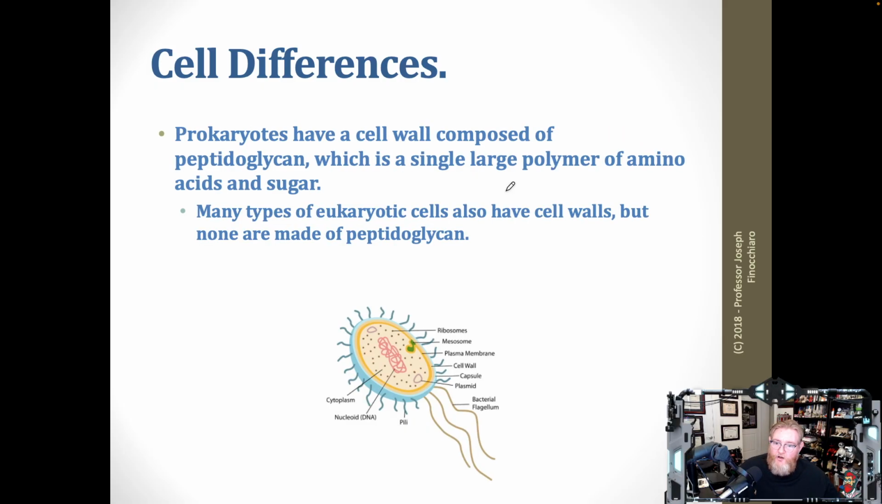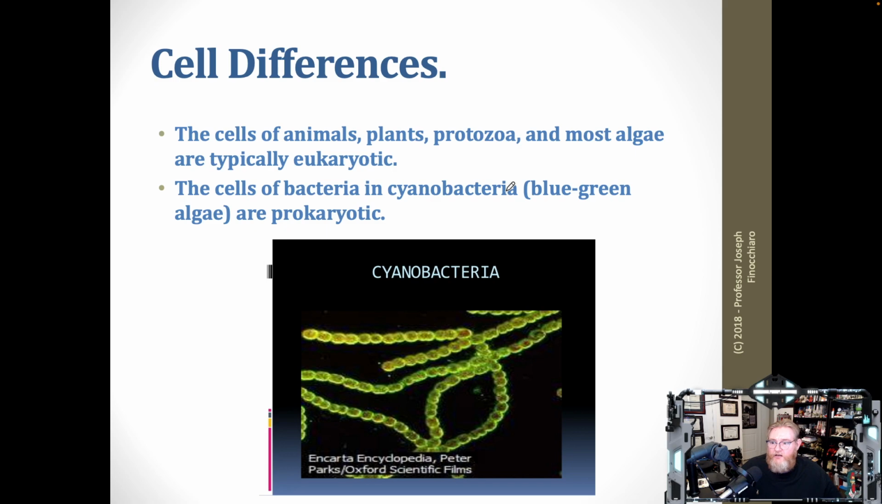Prokaryotes have a cell wall composed of peptidoglycan, which is a single large polymer of amino acids and sugar. Many types of eukaryotic cells also have cell walls, but none are made of peptidoglycan. The cells of animals, plants, protozoa, and most algae are typically eukaryotic. The cells of bacteria and cyanobacteria, or blue-green algae, are prokaryotic.